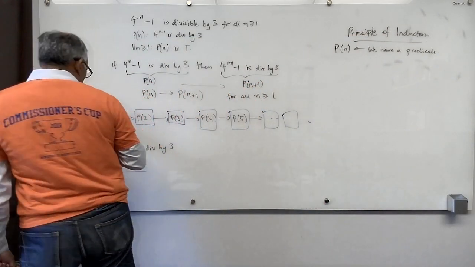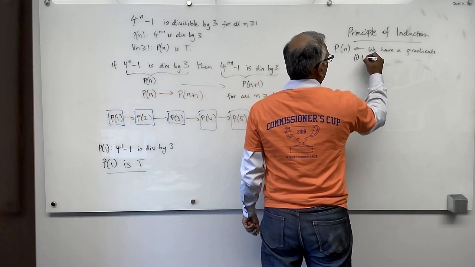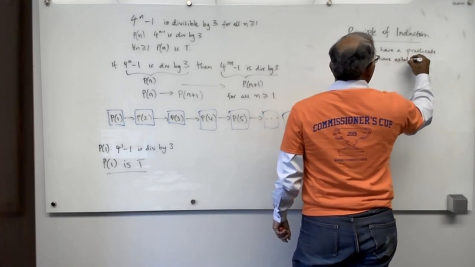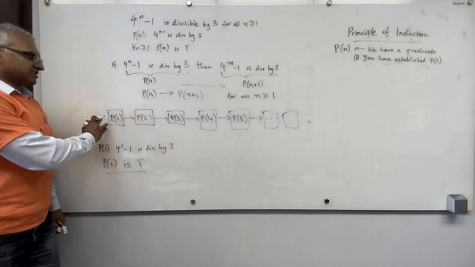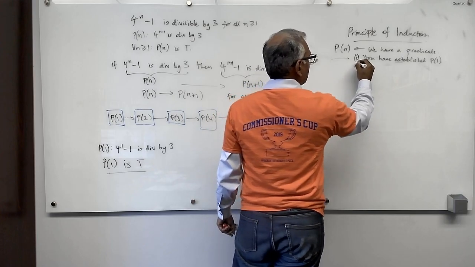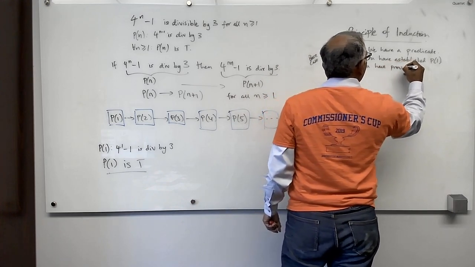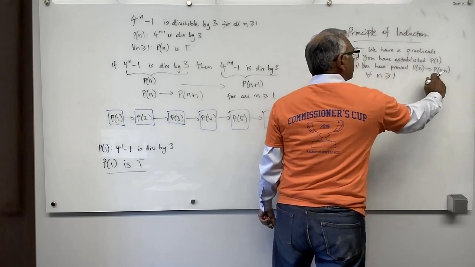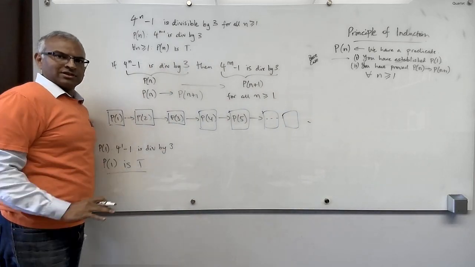And then the principle of induction says, for this predicate, if you have established P of 1, this is called the base case, because it's the first thing that you have established. And you have proved P of n implies P of n plus 1 for all n greater than or equal to 1. So you have proved this in general without knowing anything about n, which is what I assume you proved in the last lecture.